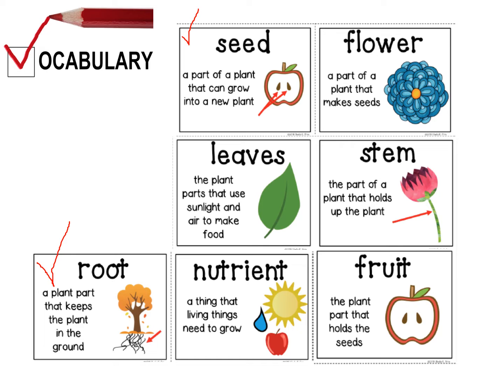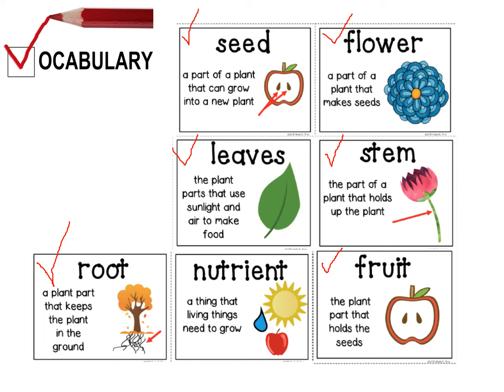Let's go to leaves. That's the part of the plant that uses sunlight and air to make food. This is the stem, the part of the plant that holds up the plant. Here is the flower, the part of the plant that makes seeds. And this is the fruit, the part of the plant that holds the seeds.